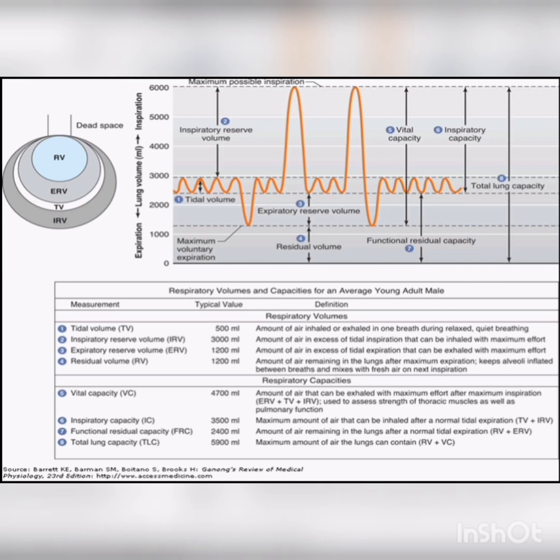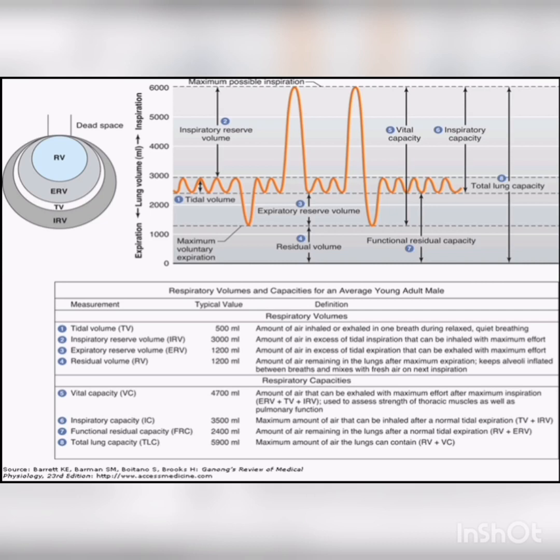maximum inspiration. That is expiratory reserve volume plus tidal volume plus inspiratory reserve volume. This is also used to assess strength of thoracic muscles as well as pulmonary function. It amounts to about 4700 milliliters. Inspiratory capacity is about 3500 milliliters. It is the maximum amount of air that can be inhaled after a normal tidal expiration. That is tidal volume plus inspiratory reserve volume.